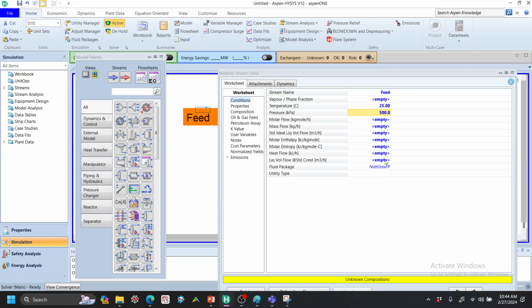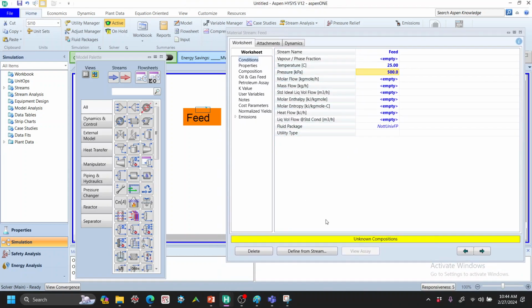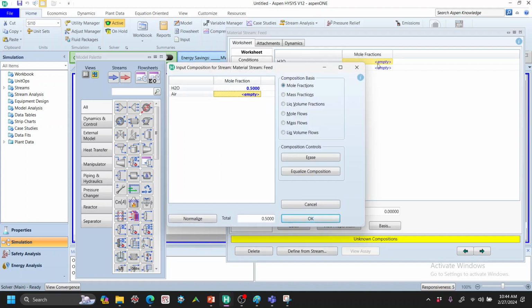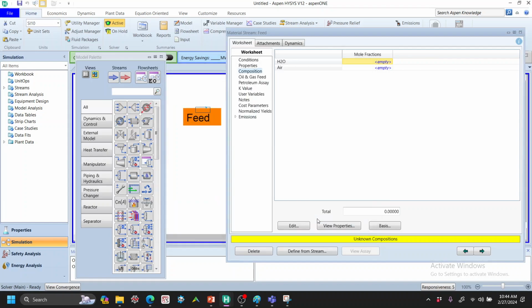And then the unknown compositions, okay? We go to the compositions, and then we can say how much, 50-50, so 0.5. You can use mole fractions or mass fractions, it's up to you, but if you put mass fractions, we'll have a huge amount of air. Just put mole fractions and then click OK.